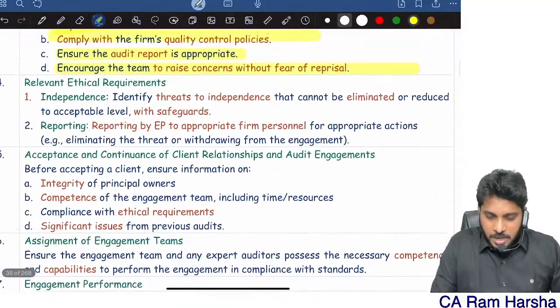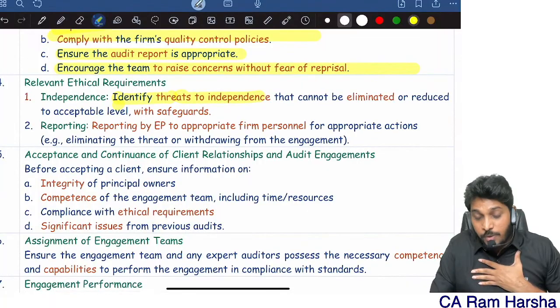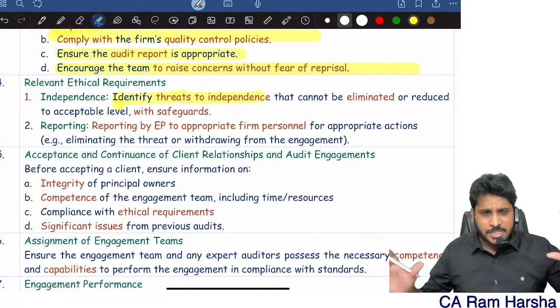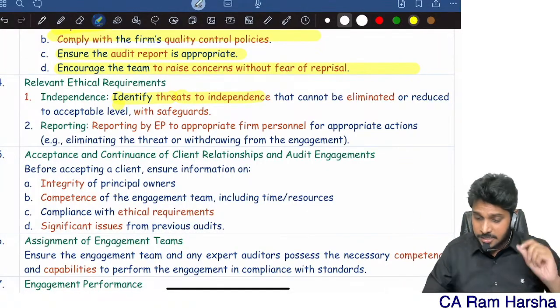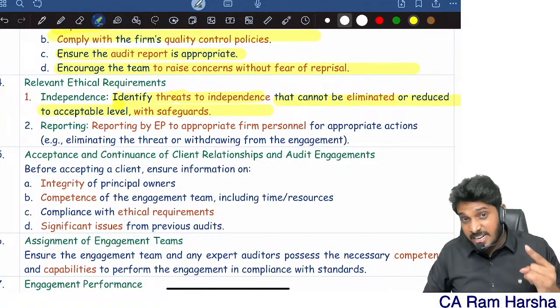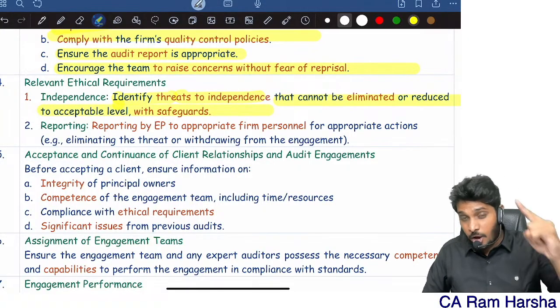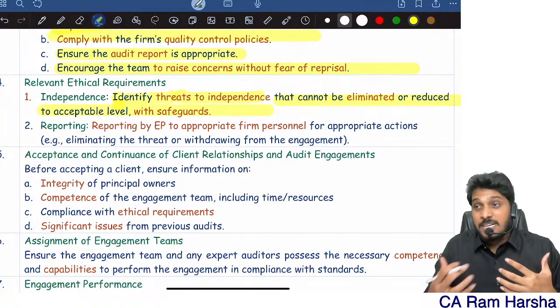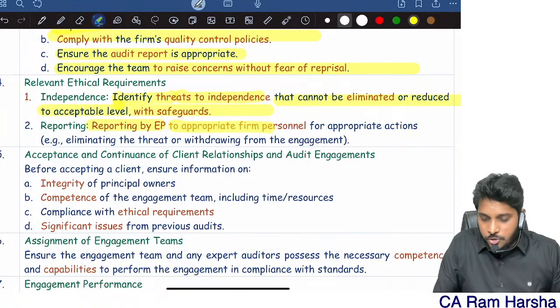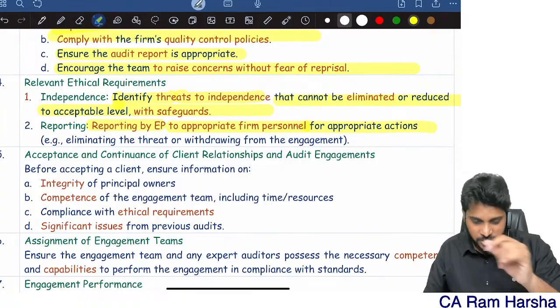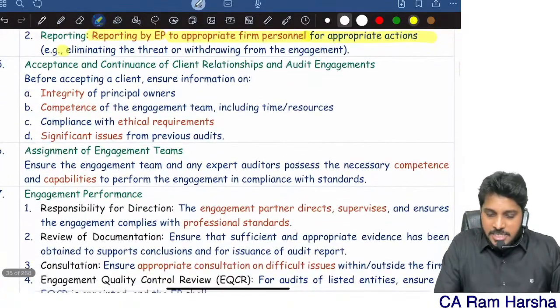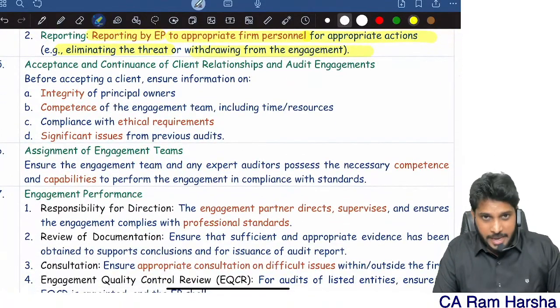Then, ethical requirements. The partner is responsible for identifying threats to independence. Whether there are any independence related threats in this audit, and the partner has to eliminate them. If they cannot be eliminated or if safeguards cannot be implemented, the partner has to report it to the appropriate person in the firm for appropriate action. What appropriate action? Either eliminate the threat or withdraw from the engagement.